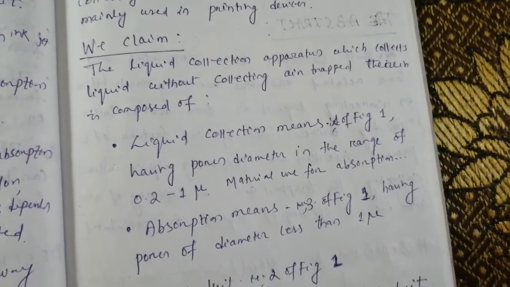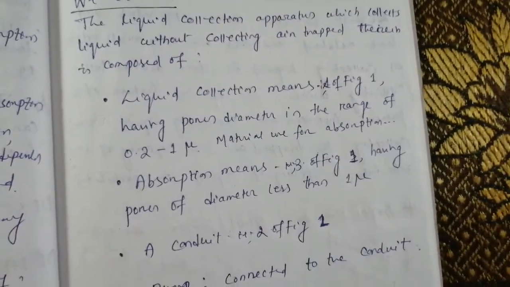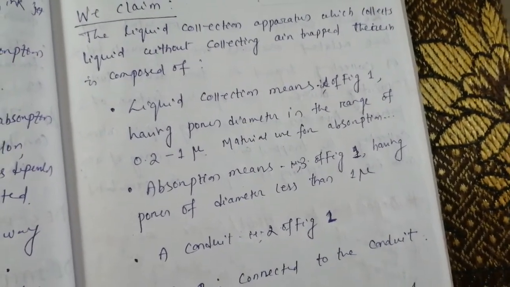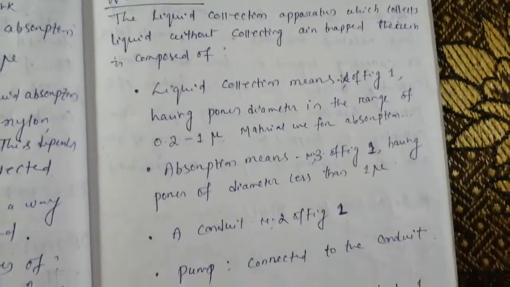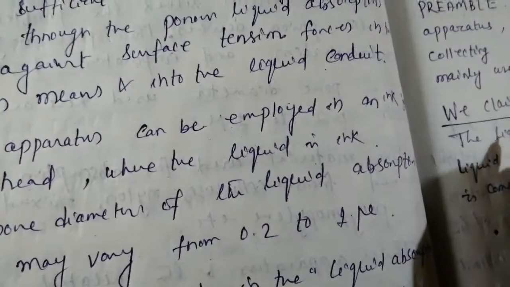Material used for absorption are, we can write the same things that we have read earlier just now. Absorption means, that is 3 of figure 1 having pores of diameter less than 1 microns. Then a conduit, that is 2 of figure 1. Pump connected to the conduit, etc., etc. So this we claim, this thing we can write as claim 1.